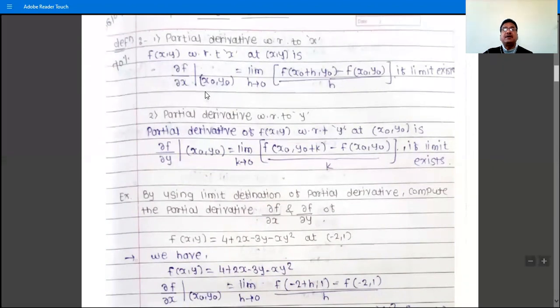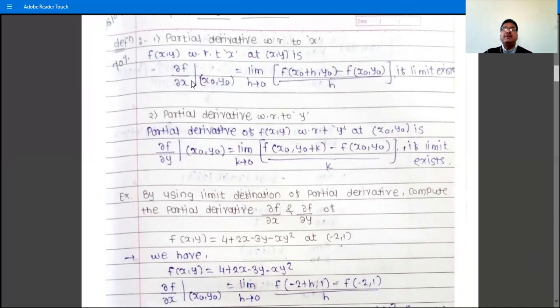What is the notation for partial derivative with respect to x? fₓ, or ∂f/∂x. This is the notation for partial derivative. And what is the definition? Limit h tends to 0, f(x₀ + h, y₀) minus f(x₀, y₀) divided by h, if the limit exists.